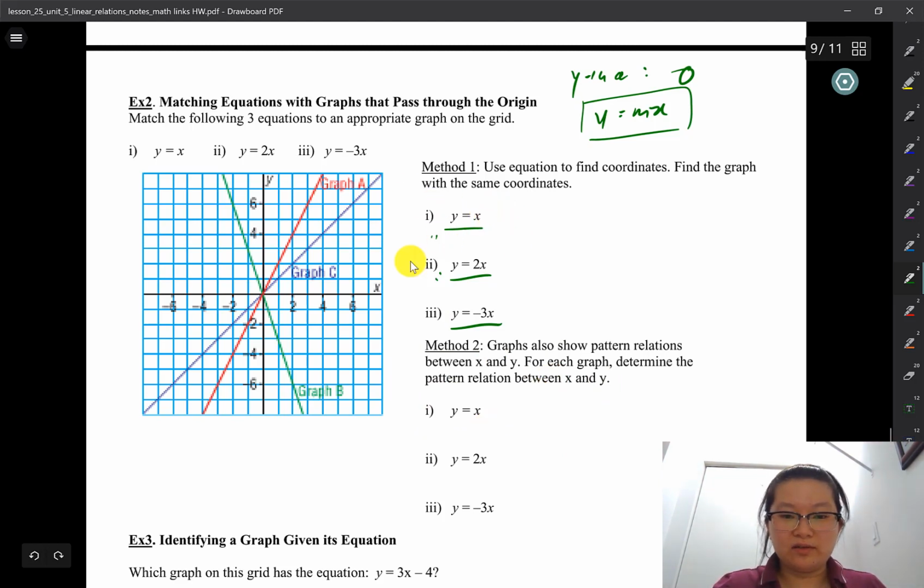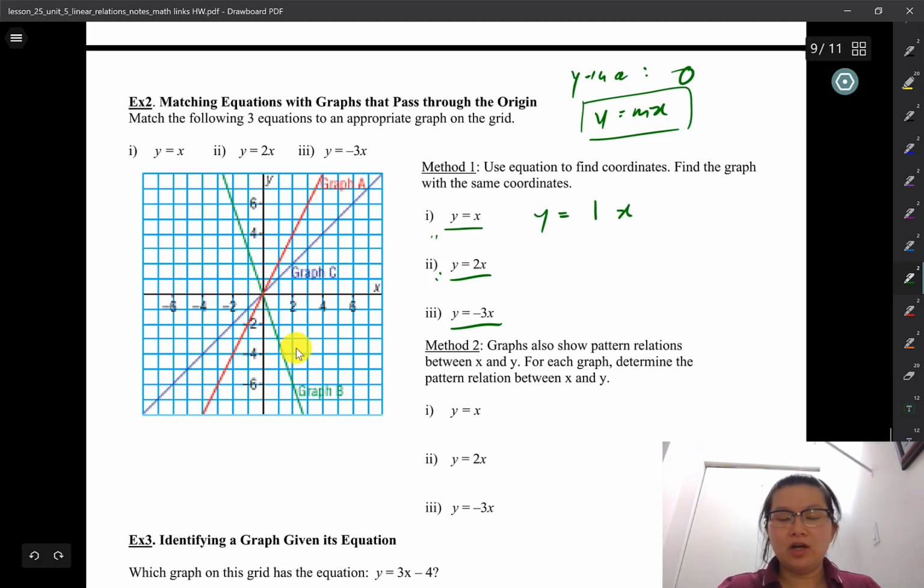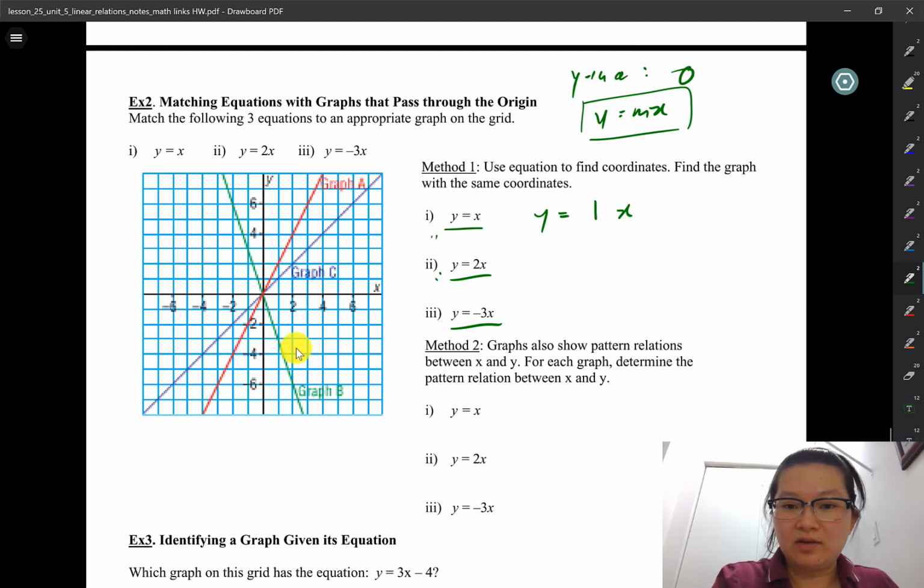Now let's start with the first one. Our first one here is y equals x. Remember, if there are no coefficients in front of a particular variable, it has an imaginary coefficient of 1 times that variable. So in fact, for number 1, the slope is 1. So m is equal to 1, or slope is 1, okay?